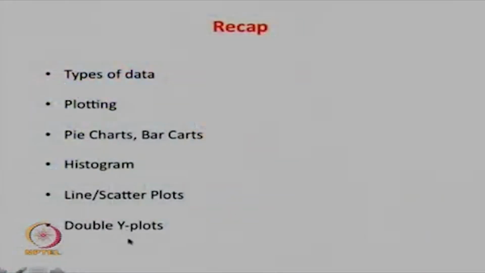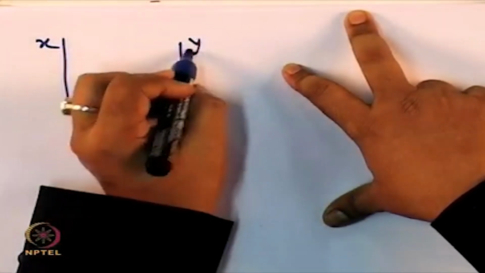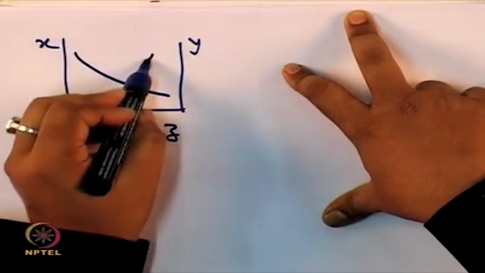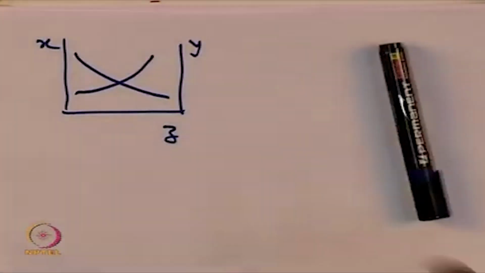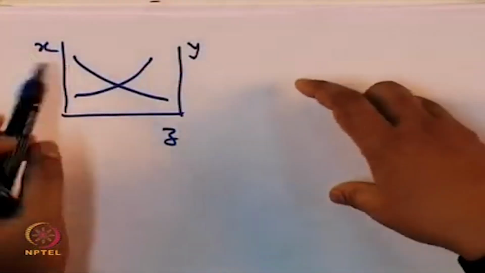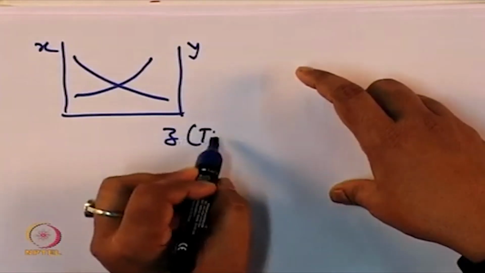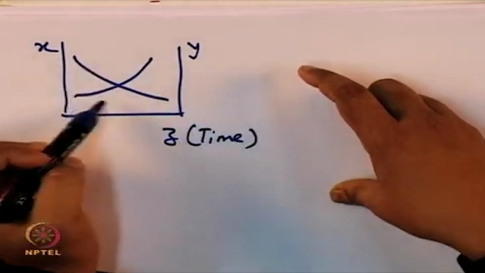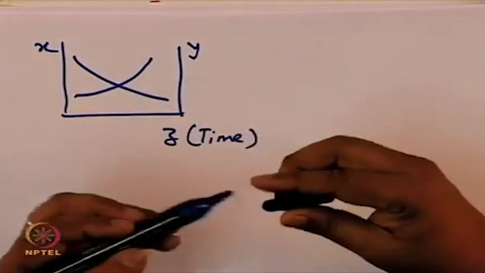I also briefly discussed these double y plots, where you have three variables, x, y, which are changing with respect to a variable z. Then you can plot x and y with respect to your variable z. Let us take a simple example where z is time and x and y are two variables which are varying with time, and we want to see how x and y correlate. As per the plot I have drawn, x decreases with time and y increases with time, which tends to say that they are inversely correlated.